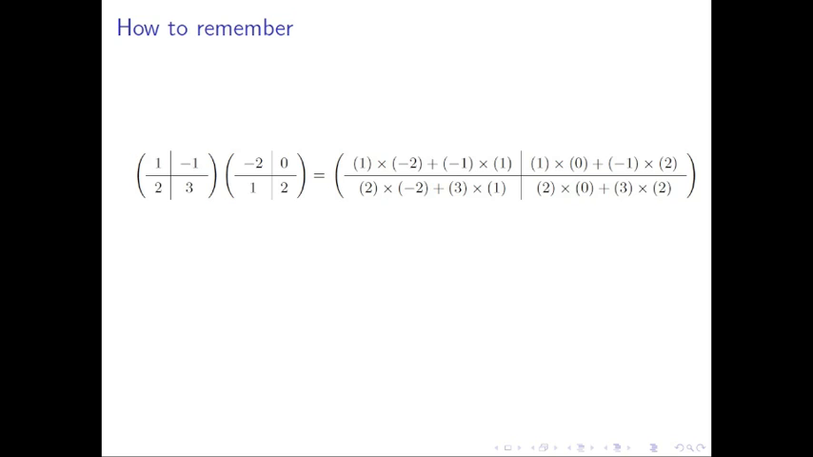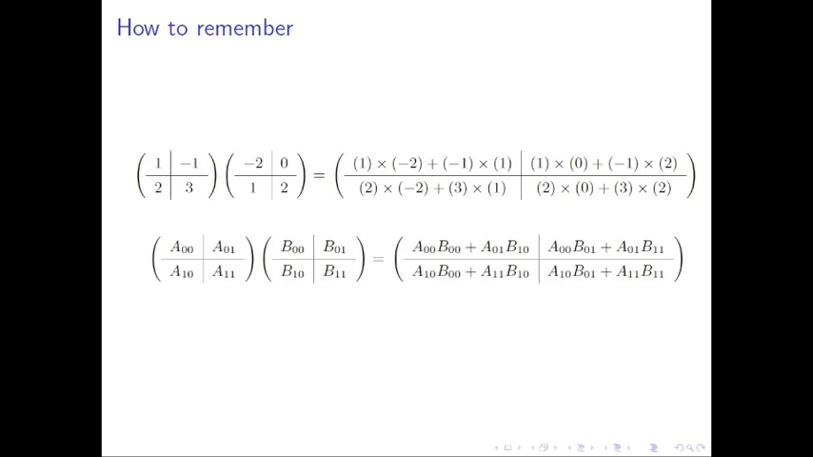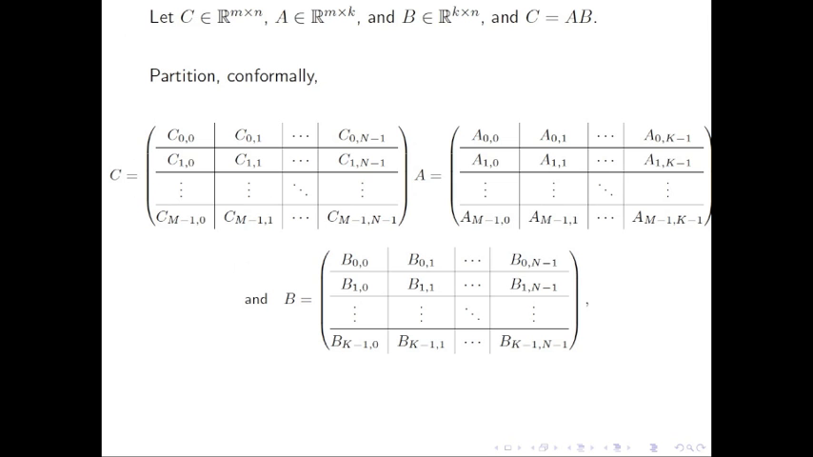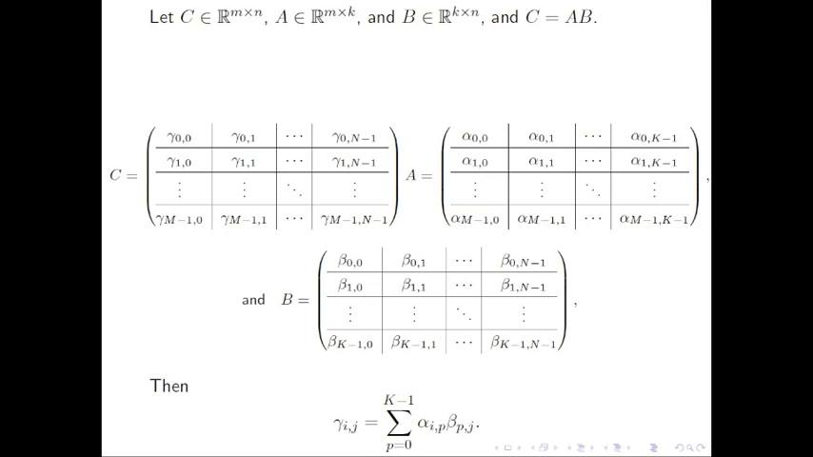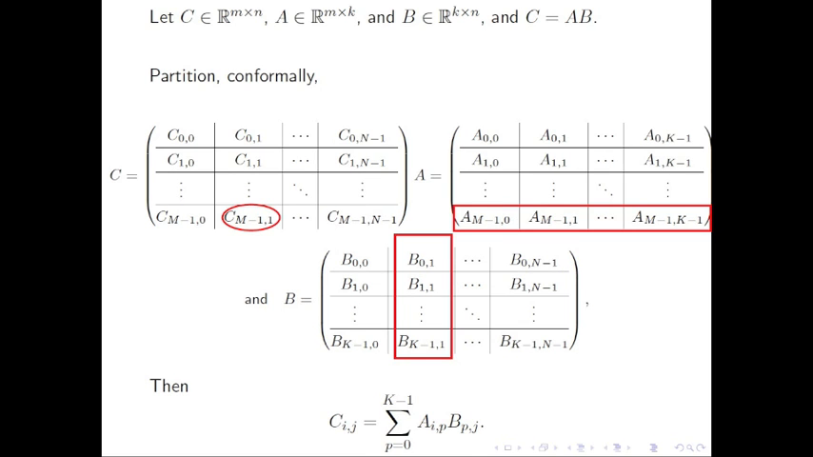Again, you can remember how to perform this block matrix-matrix multiplication by remembering how to multiply 2 by 2 matrices of scalars. Here's the general result. If you partition matrices C, A, and B conformally into submatrices, then the ij block of C is just computed as the dot product of the ith row of blocks of A with the jth column of blocks of B. Here we remind you how matrix-matrix multiplication with matrices of scalars is defined. If you go back and forth, the similarities should be self-obvious.